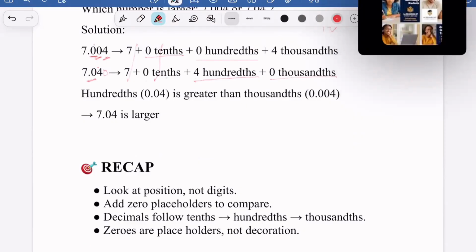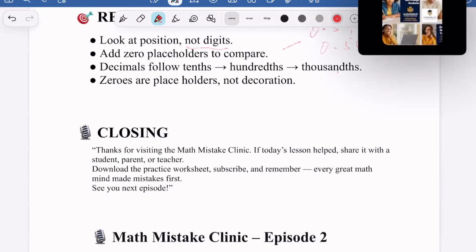Let's go to a quick recap and then close. So what you need to do is to look at position, not digits. Add 0 placeholders to compare. Like if you have 0.5 and you need to compare with 0.65, just add 0 so that you have the same number of decimal places. Decimals follow tenths, hundredths, and thousandths. Zeros are placeholders, not decoration.